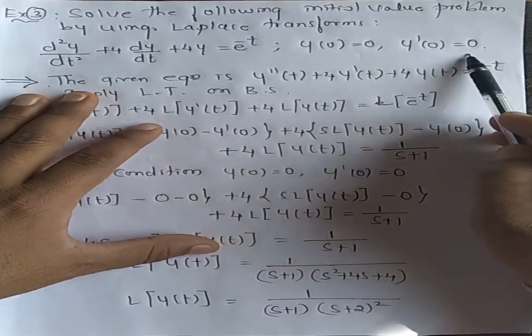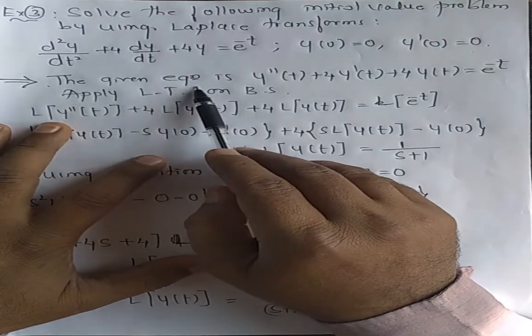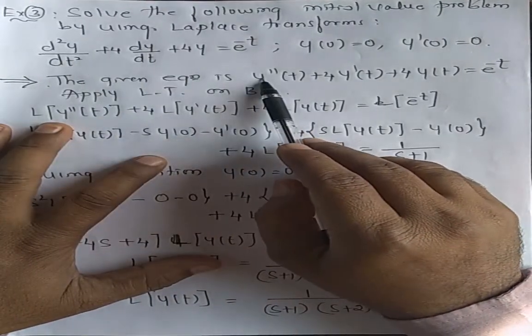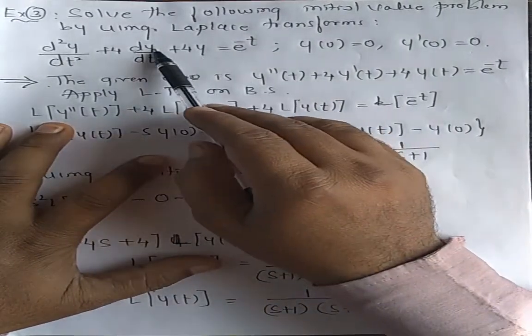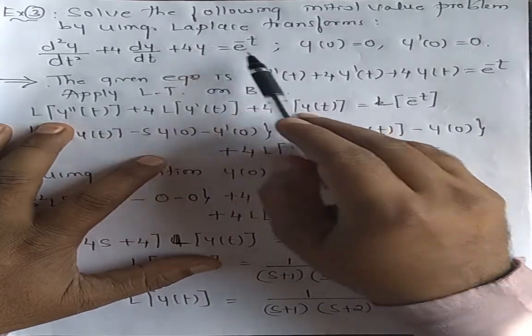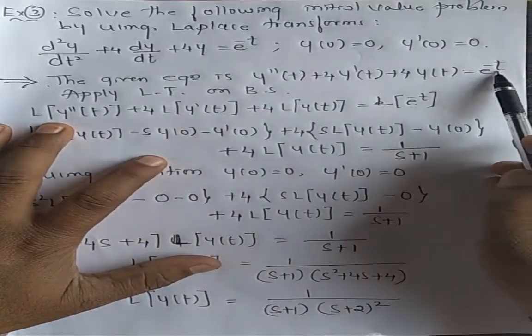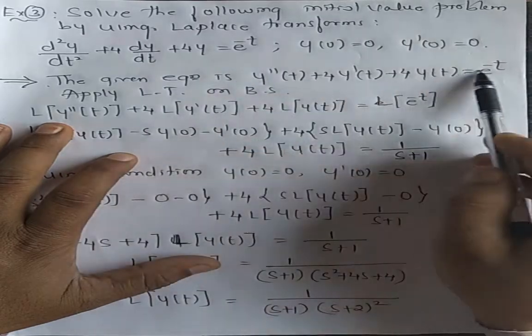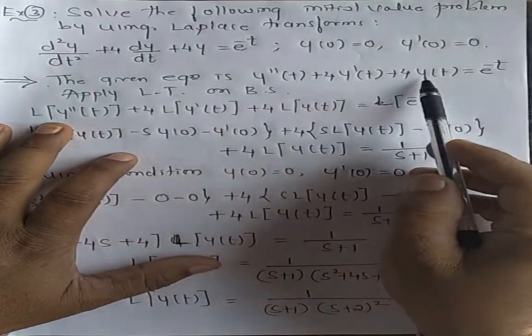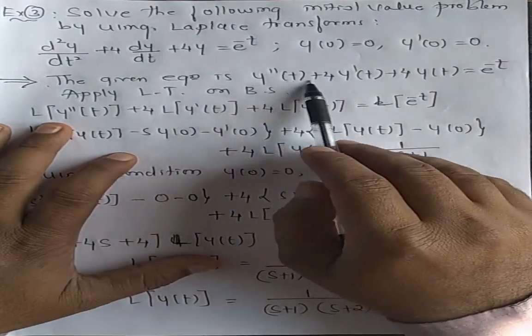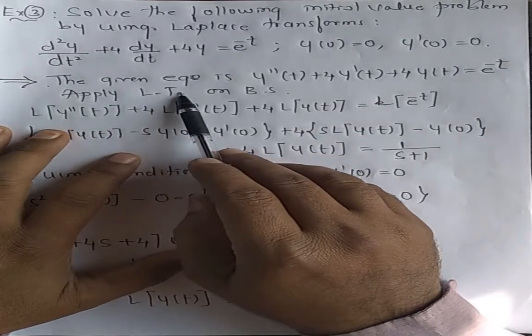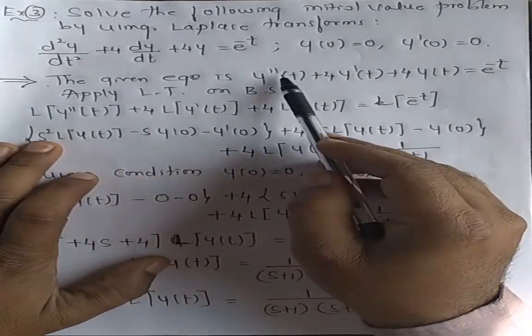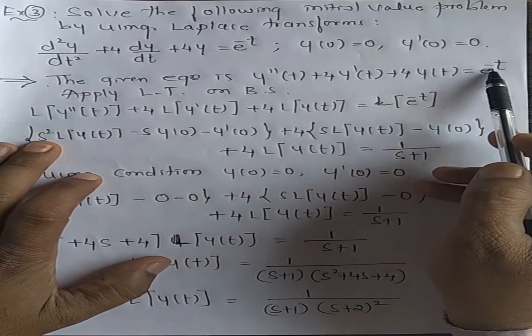The conditions are given. So the given equation can be written as y double dash of t plus 4 into y dash of t plus 4 into y of t is equal to e raised to minus t. Now apply Laplace on both sides. Laplace transform, not inverse. First you have to apply Laplace transform on both sides.